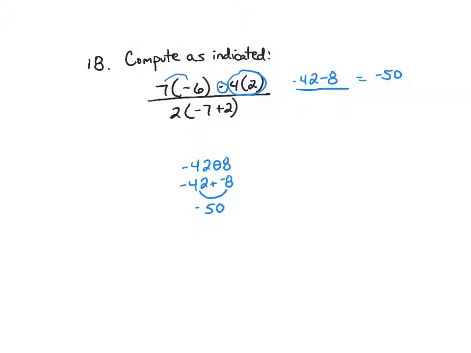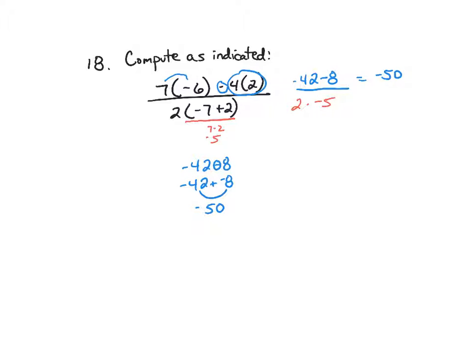When I do the bottom, the very first thing I have to do is figure out what's inside that set of parentheses, and I have negative 7 plus 2. The signs are different, which means I need to subtract their absolute values. 7 subtract 2 gives me 5, and I'm going to use the sign of the larger absolute value, which is a negative 5. So what I have is 2 times a negative 5.